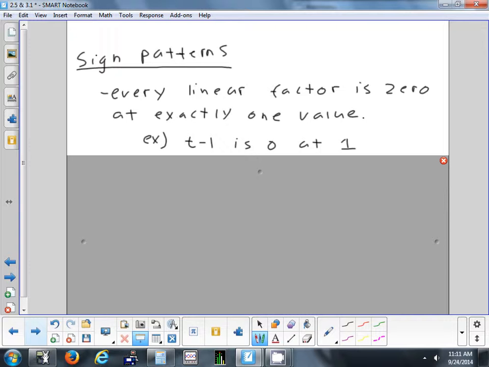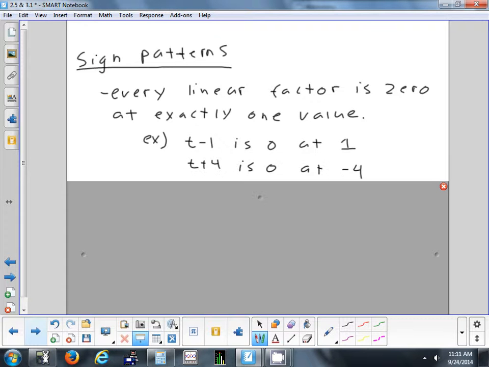As an example, t minus 1 is a linear factor. There is exactly one value you can pick for t that would make t minus 1 equal to 0. In that case, it's 1. Okay, t plus 4, that's also a linear factor. There's exactly one value you can pick for t that would make t plus 4 equal to 0. In this case, it's negative 4.